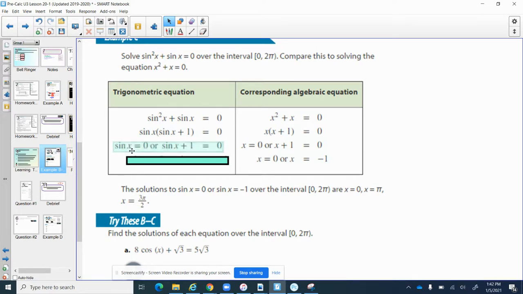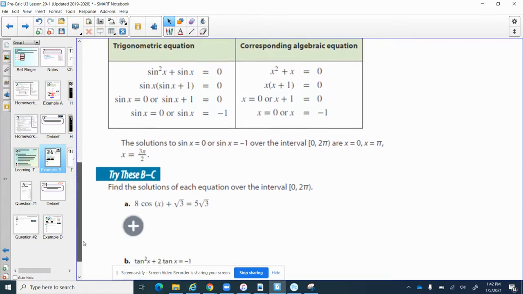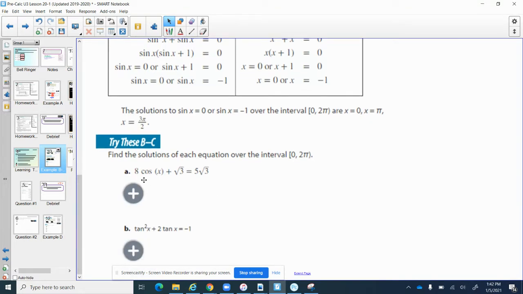You'll set each piece equal to 0, and then you're going to look on your unit circle, where does sine of x equal 0 and where does sine of x equal -1? Well, sine of x equals 0 at 0 and pi, and sine of x equals -1 at 3 pi over 2. So we officially have three solutions on that interval.